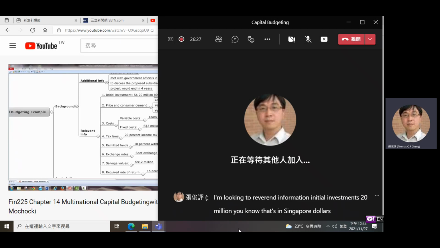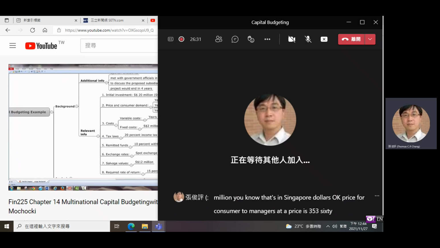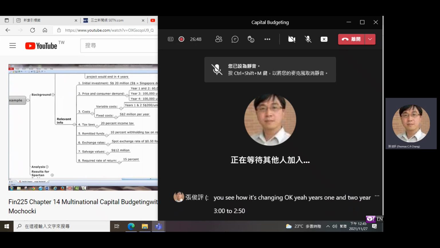Okay. Price of consumer demand, here's how the prices go, 350, 360. So there is a price increase. It's an estimate. Remember, you don't know, but this is to say, hey, prices could go up and we could sell more once we get the name recognition. Our variable costs, you see how it's changing. Years 1 and 2, years 3 to 250, so it's going up, pretty good. Looking at maybe a 10%, 5% inflation rate.